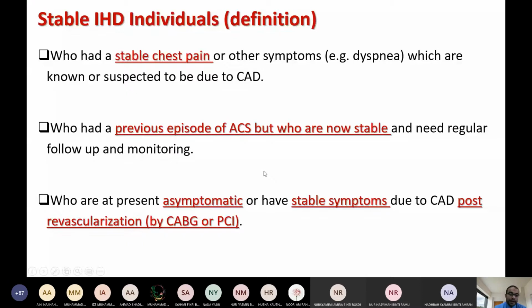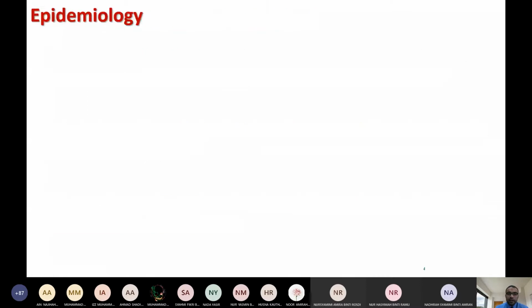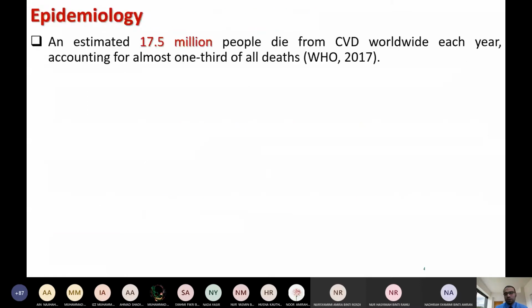Okay. So at present, patients are asymptomatic or have stable symptoms of coronary artery disease post revascularization. So post cardiac attack or even revascularization, and now they are stable. So in terms of epidemiology, of course, cardiovascular disease, and on top of this, ischemic heart disease is one of the leading causes of death worldwide.